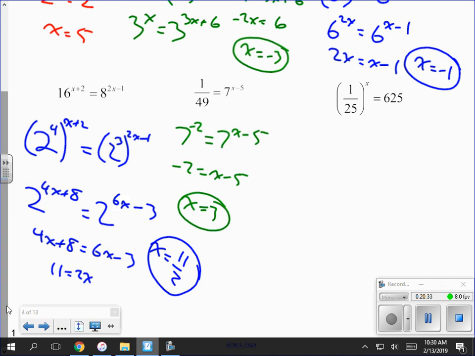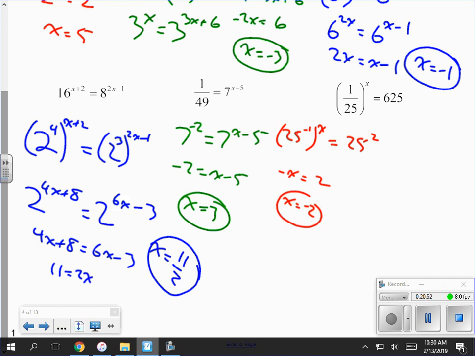So my choices are for this one. I can either write this as 25 to the negative 1 to the x power equals 25 squared, which means negative x equals 2, so x equals negative 2.